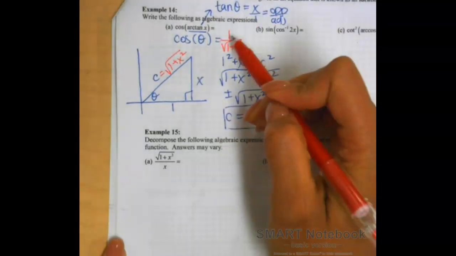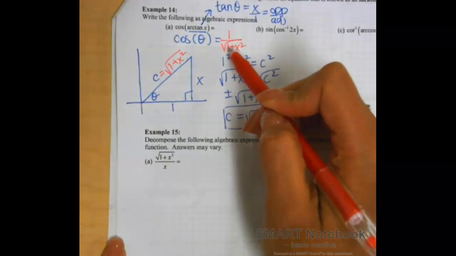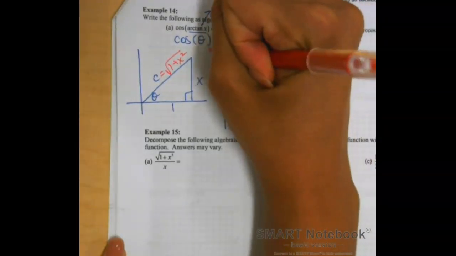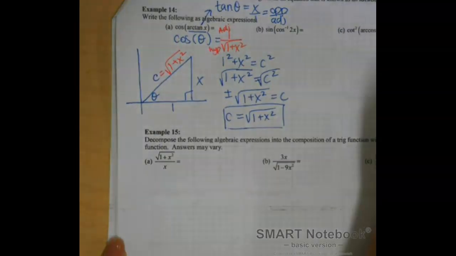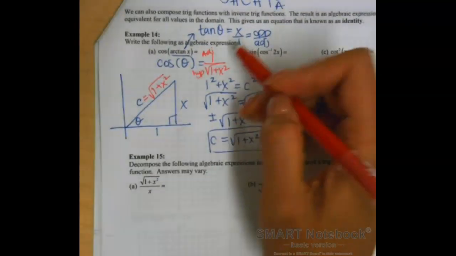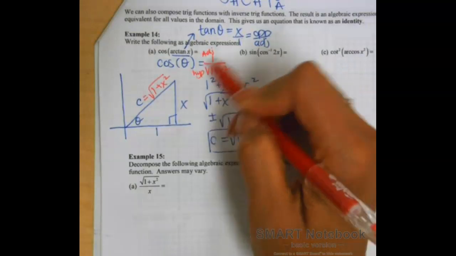Perfect. And this is because this is the adjacent side over the hypotenuse. So if you want to write that, this is the adjacent, this is the hypotenuse. I meant to write that as a fraction, but I'll do that on the next question. Okay, last question. This has a radical in your denominator.